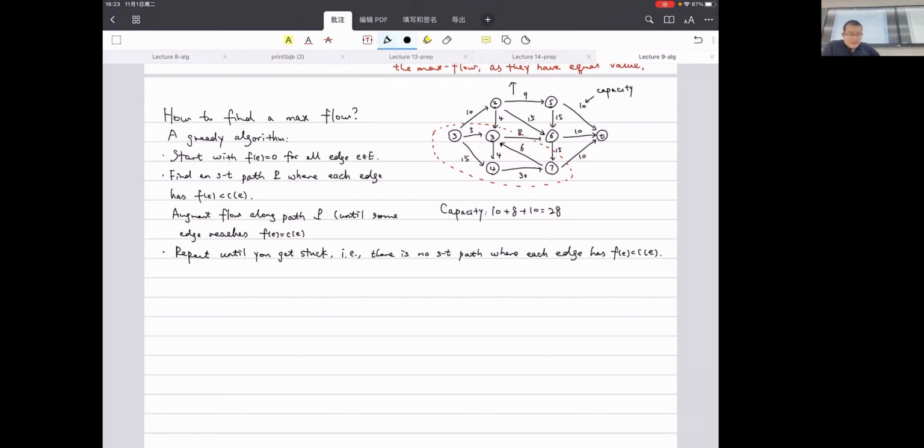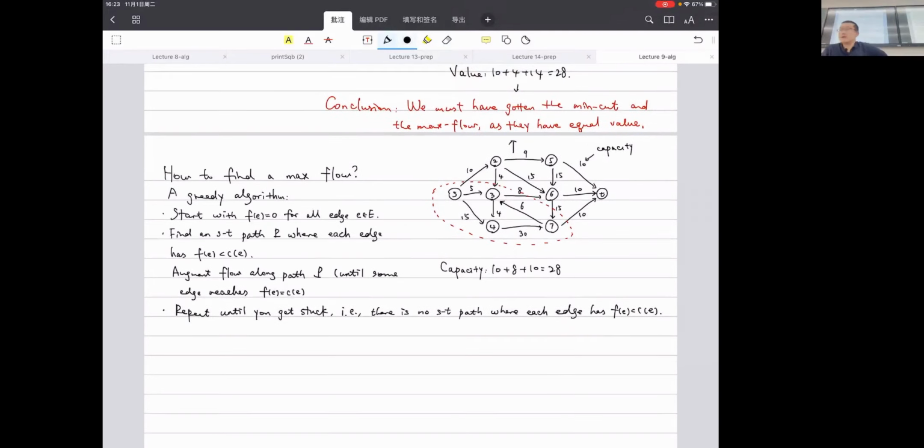So I guess this is a relatively straightforward strategy, where we consider a greedy algorithm. As long as we can have a path where the weights F for all the edges are strictly smaller than Ce, we just increase the corresponding value. We do this again and again until there is no ST path. So this is the first algorithm that we want to study here.